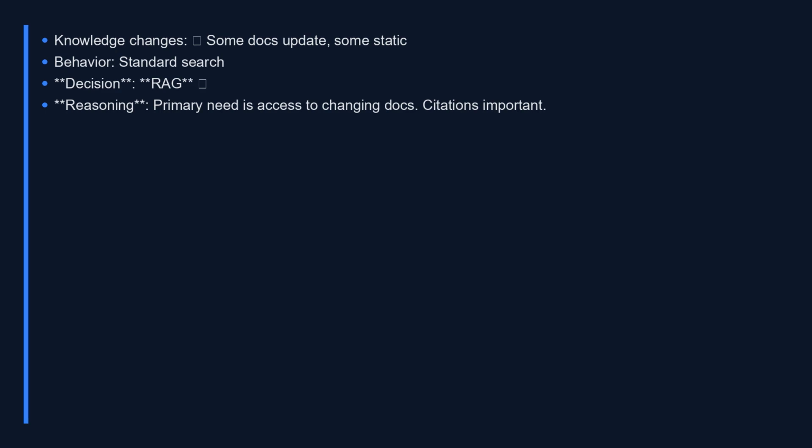Scenario 3. An internal documentation search tool. Some documents update regularly, some are static, and users need to cite sources. The behavior required is standard search and retrieval, nothing the base model can't handle. The decision is RAG. The primary need is access to a changing document corpus with traceable citations, and RAG delivers both.